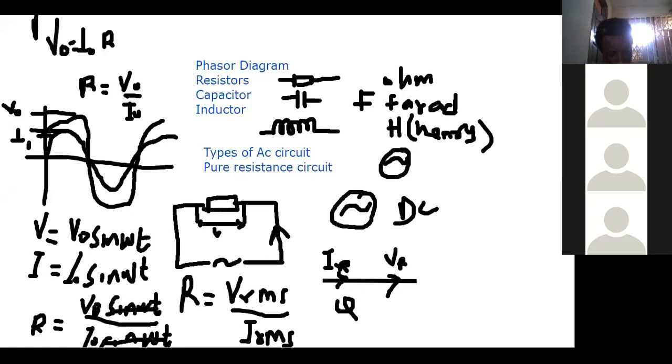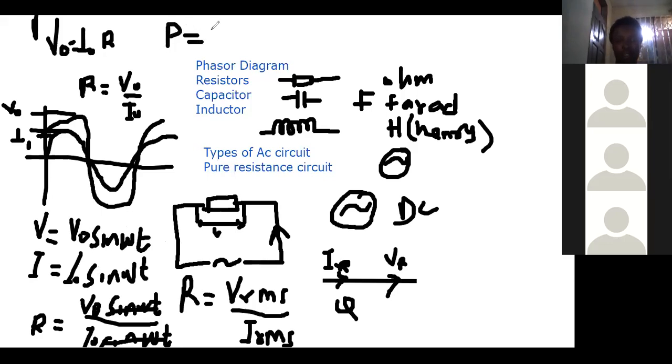So the power dissipated in a resistor will be the current times the voltage. And because it's sinusoidal, when we are to use this, we are going to multiply this times this. We are going to get V naught I naught, and this and this will multiply, so it will be sine squared omega t. And that will be the power dissipated in a resistor.